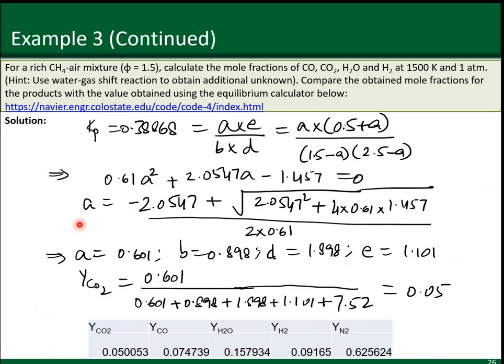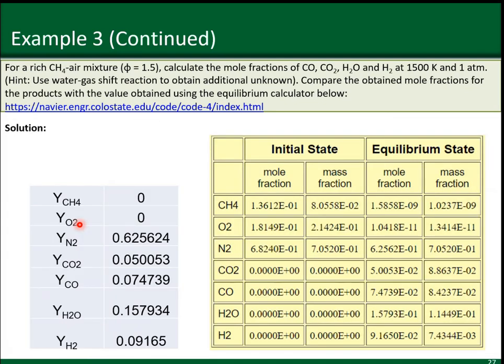Okay. Now, if you go to the website and solve for it, you get these results for the equilibrium state. Okay, and as you can see, these compare very well. We did not assume any methane on the product side, nor did we assume any oxygen on the product side. And our assumption was okay because you can see their mole fractions are actually very, very small. They're almost negligible. We took them as zero effectively, so they turn out to be very negligible.